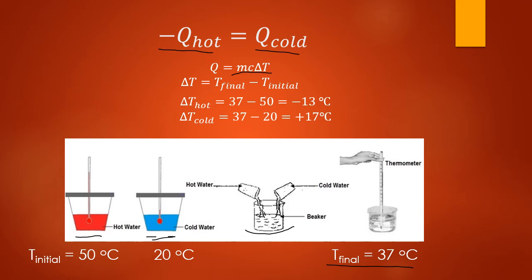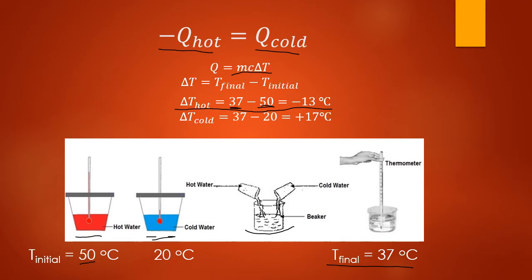So here is a shortened version, just trying to figure out the delta T's. Remember, delta T is change in. Whenever we have change in, it's final minus initial. So if our final temperature of both mixed together is 37, to figure out the hot, we would take that number 37, the final temperature of both together, and subtract it from the initial temperature of the hot, which, as you can see below, is 50 degrees Celsius.